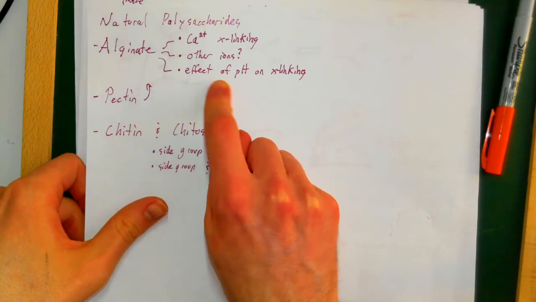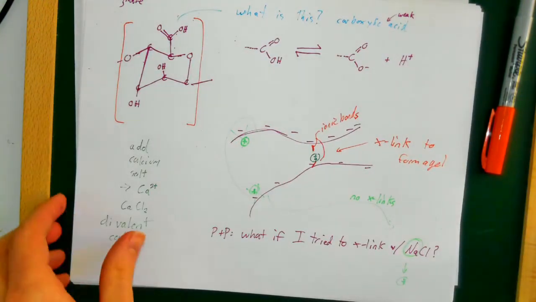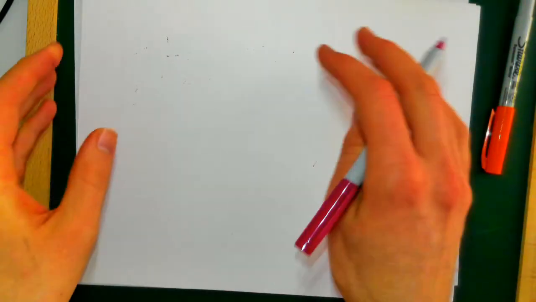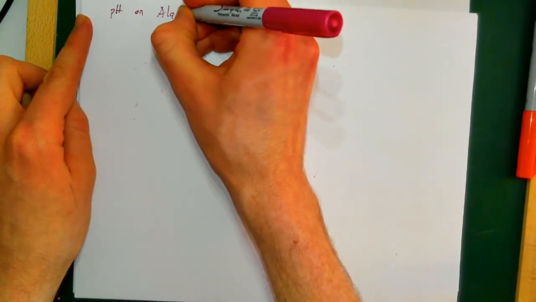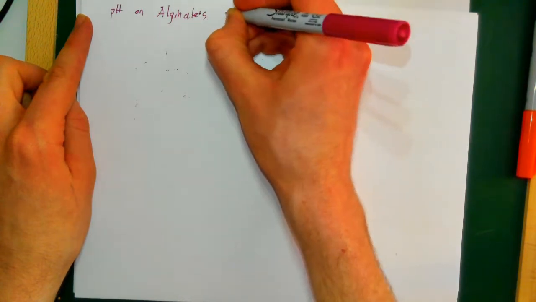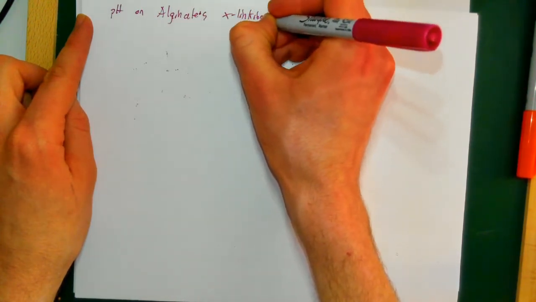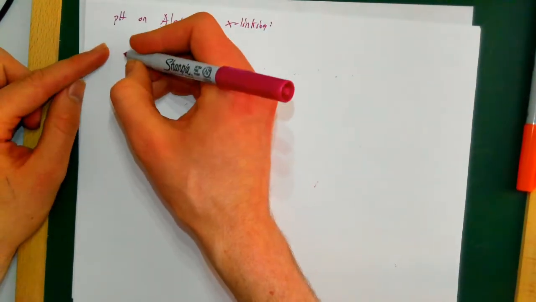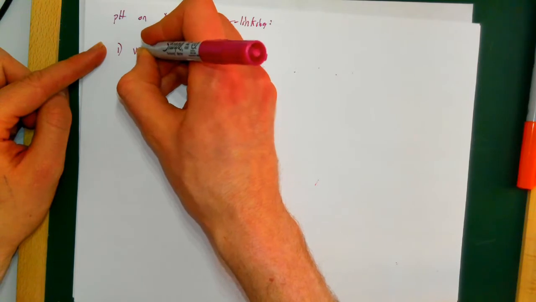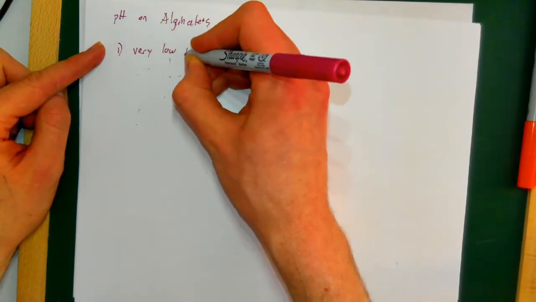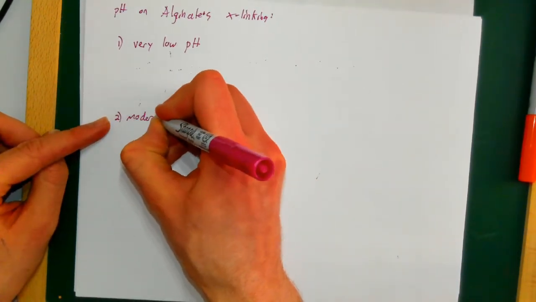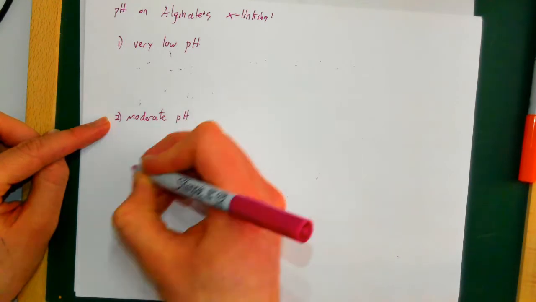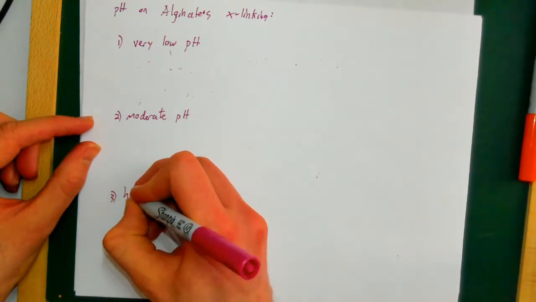Let's now take a look at the effect of pH on alginate cross-linking. Let's look at three scenarios when we think about pH. Scenario 1, where I have a very low pH. Scenario 2, where I have a moderate pH. And scenario 3, where I have a very high pH.